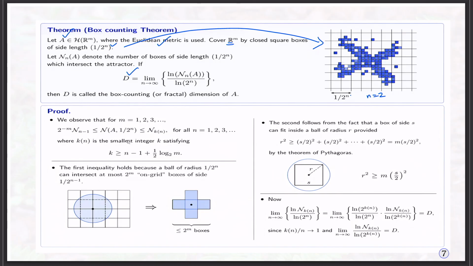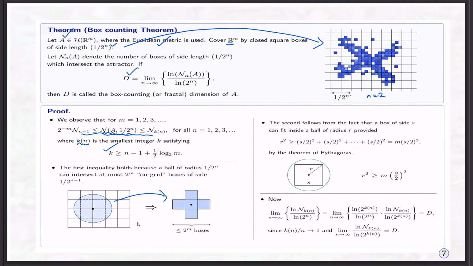For this one, first we form this N of A of 1 by 2 power n for all n equal to 1, 2, 3. Then we choose k of n by satisfying this one. You can observe for this inequality, the first inequality holds because a ball of radius 1 by 2 power n can intersect at most 2 power m grid boxes of side 1 over 2 power n minus 1. Here you can take this picture, from here to here you can compare. This is 2 power m boxes, this is 2 power n boxes.